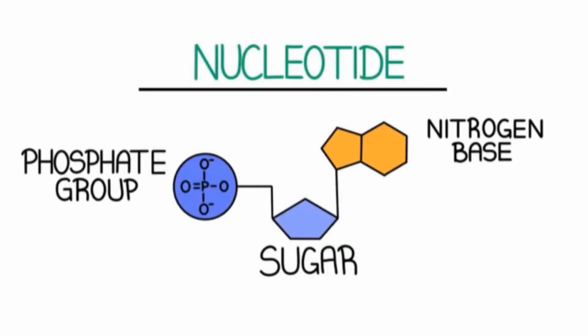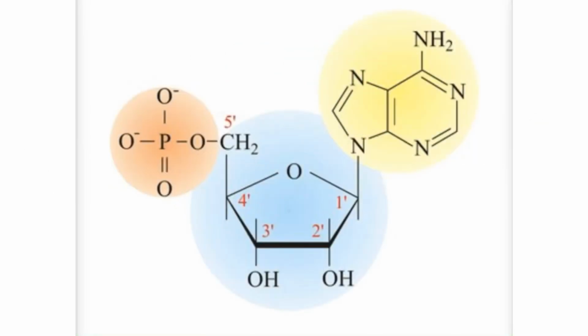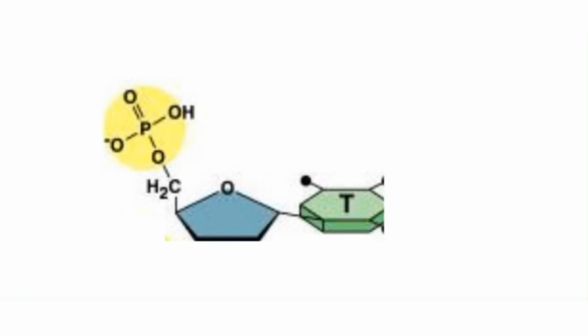There are 3 parts to a nucleotide: a 5-carbon sugar, a phosphate group, and a nitrogen base. The 5 carbons on the sugar are numbered 1 through 5 clockwise from the O. The phosphate group is attached to carbon number 5, and the nitrogen base is attached to carbon number 1. This particular nucleotide has the thymine nitrogen base attached, so the name of this nucleotide is thymine.